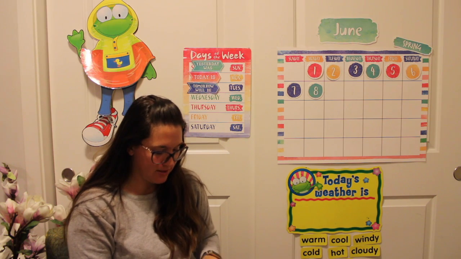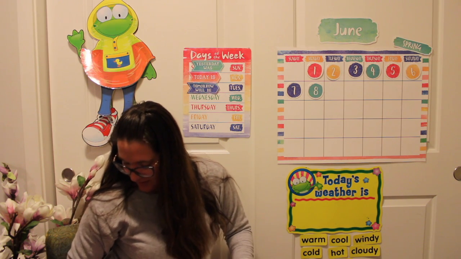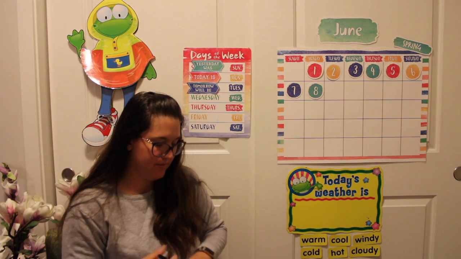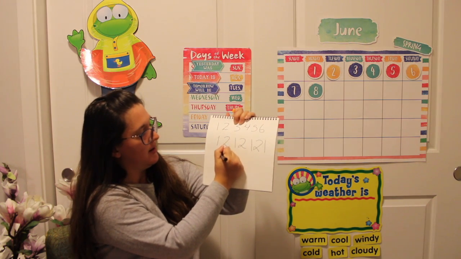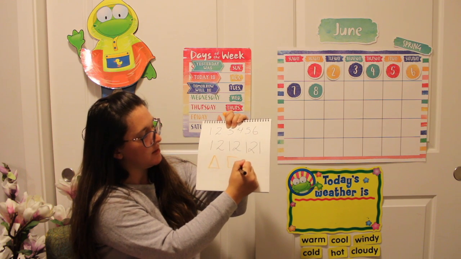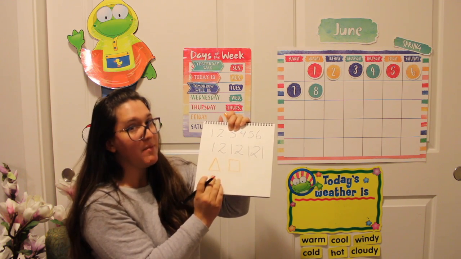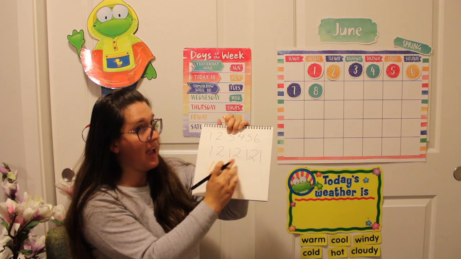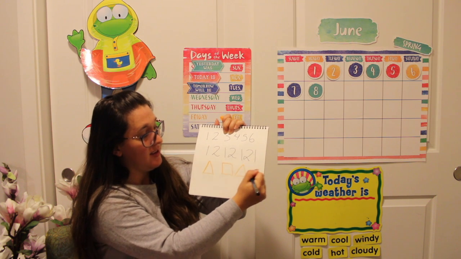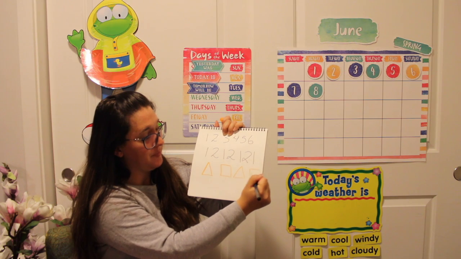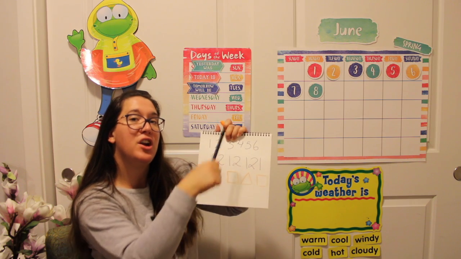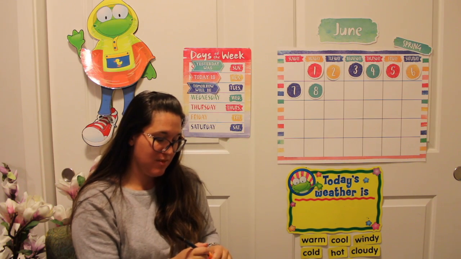Here, I'll do another example with shapes. Okay, so let's try another pattern. Here we have a triangle, then a square, and if we want to make it a pattern, what do you think is going to come after the square? That's right, a triangle. Then we put another square. Triangle, square, triangle, square. It keeps repeating itself over and over. And that's how you make a pattern.